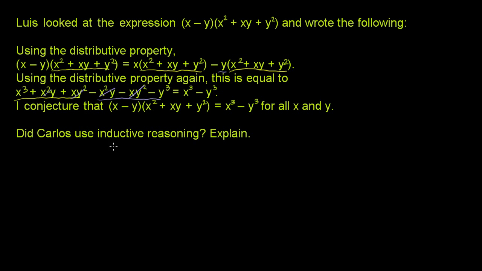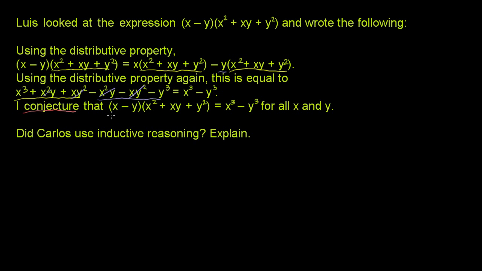Now, in this situation, he didn't look at some type of a sample. He actually just did a proof. He multiplied this out algebraically. In fact, it's incorrect for him to say, I conjecture here. A conjecture is a statement or a proposition that is unproven, but it's probably going to be true. It's unproven, but it seems reasonable, or it seems likely that it's true. This isn't a conjecture. This is proven.